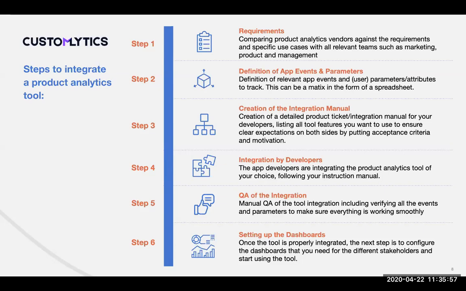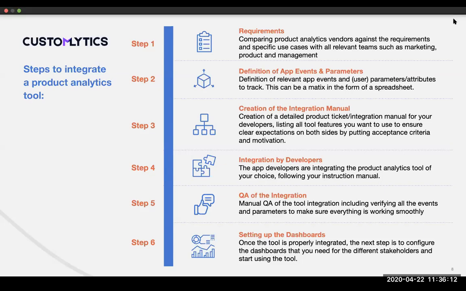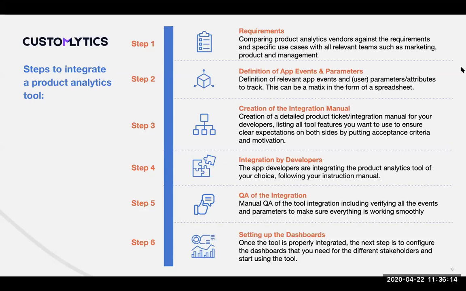Step number 5 is also not done very often, but it's something we would highly recommend, or we would always do in a project: run a manual QA of the tool integration to verify that what the developers have done is what you wanted them to do. Especially in cases where there's a ton of events and a ton of user actions that you want to track, stuff can just go wrong.